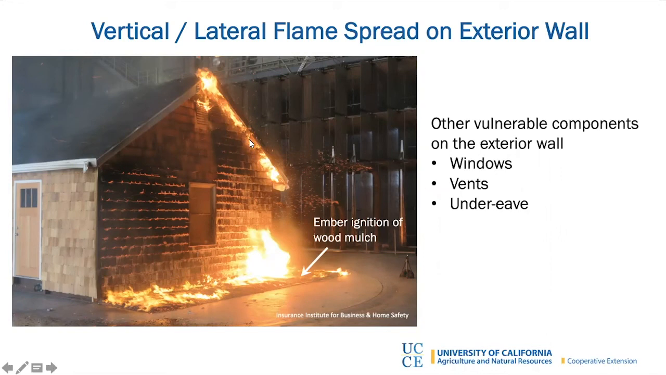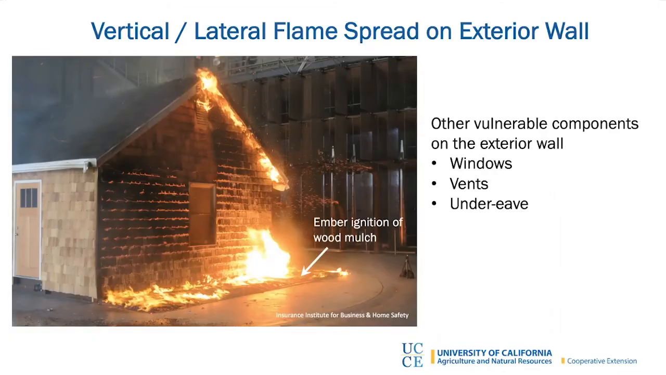And once the flame reached there, it quickly entered into the attic space, pointing to the vulnerability of this area to flames should it enter. And you can also see that it entered through the vent in the gable end area. So in these situations where you have combustible siding, making sure that your under eave area and your vents are as resistant to flame entry as possible is really an important part of having a more fire resistant or ember ignition resistant home.